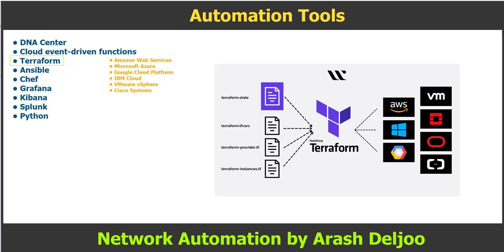Terraform works best in cloud environments, where representing the infrastructure as code is easier. Terraform uses the concept of a provider, which is an abstraction layer for the interaction with the infrastructure. It supports multiple providers, including the following, and the list keeps expanding: Amazon Web Services, Microsoft Azure, Google Cloud Platform, IBM Cloud, VMware vSphere, Cisco Systems.